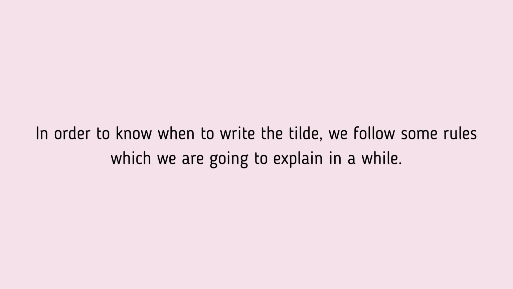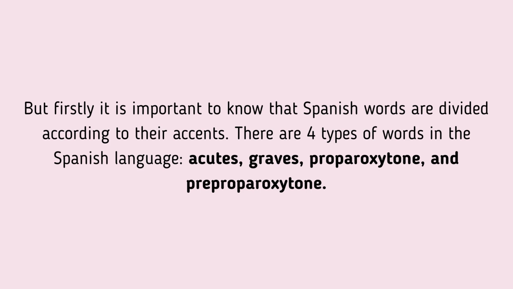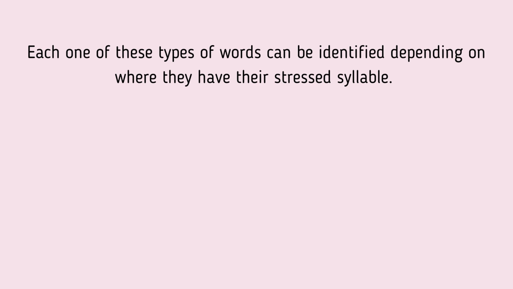In order to know when to write the tilde, we follow some rules which we are going to explain in a while. But firstly, it is important to know that Spanish words are divided according to their accents. There are 4 types of words in the Spanish language: acutes, graves, proparoxytones, and preproparoxytones. Each one of these type of words can be identified depending on where they have their stressed syllable.